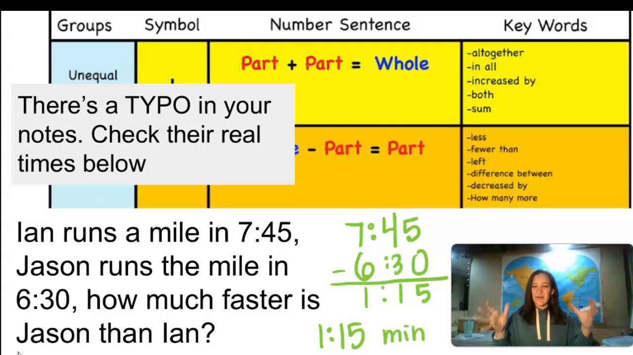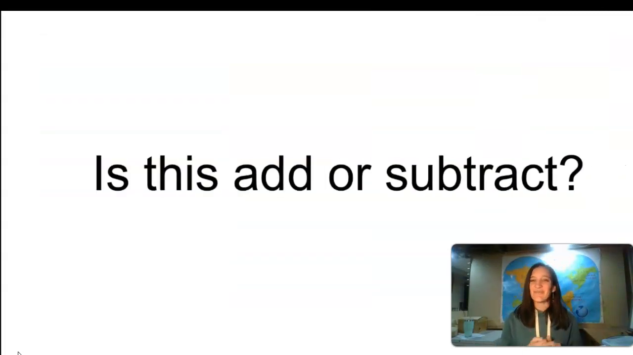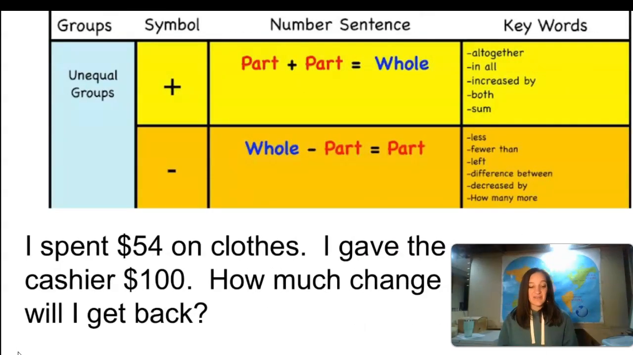Okay, do you see how I took a whole and took a part out of it? So that's what you kind of want to look for when you are subtracting. Let's look at one more problem and let's decide, is this an addition problem or a subtraction problem? Are we taking two parts, putting them together for a whole? Or do we have a whole and we're going to take a part out to finish with a part? Let's look at this problem.